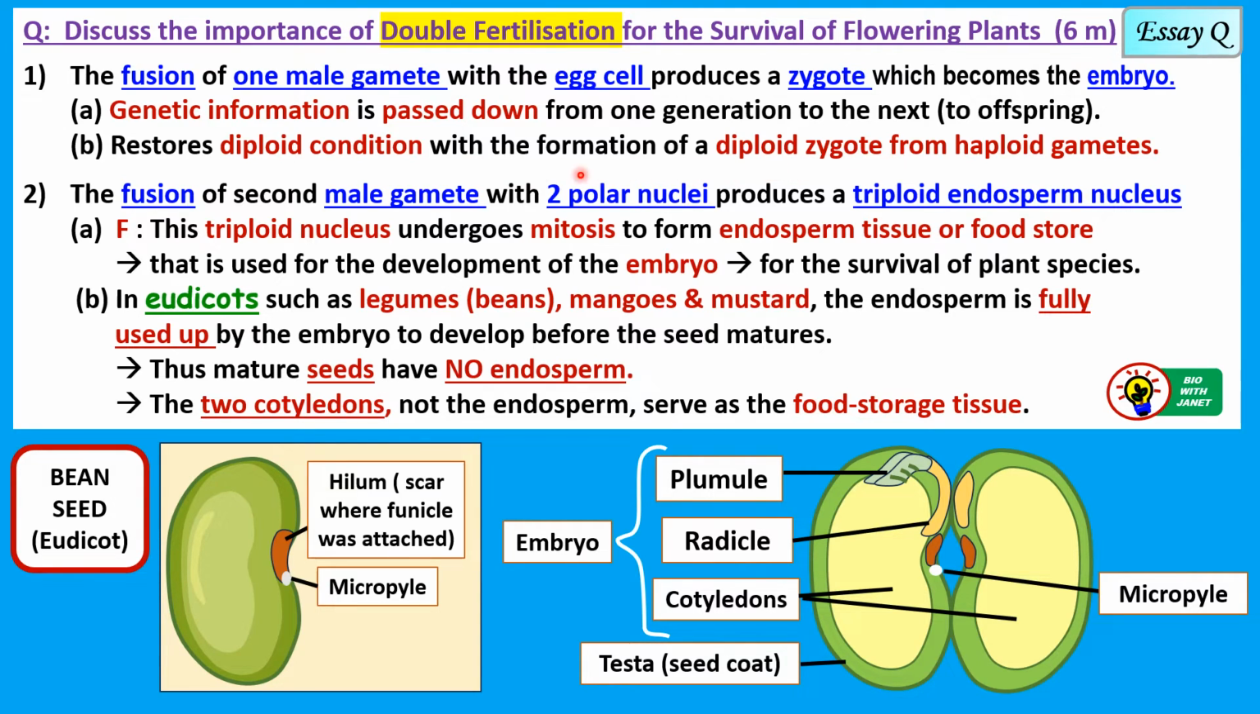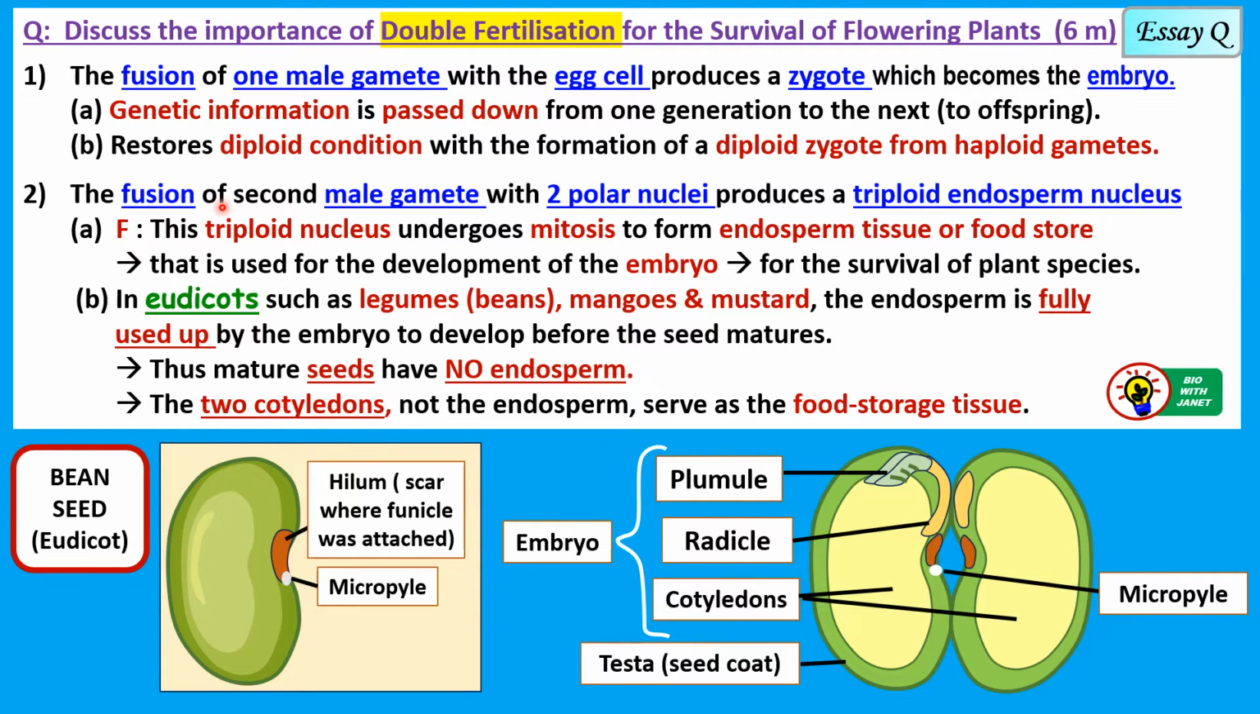So this diploid condition is very important to be maintained, as the parent plant is also a diploid organism, right? So the zygote should also be diploid. Most of the cells in the parent plants are diploid, except for the gametes.